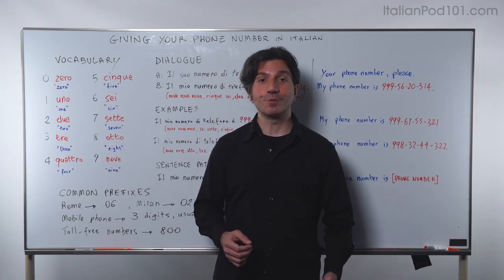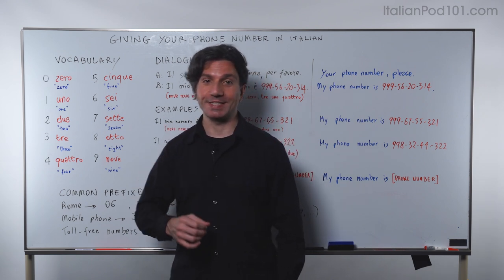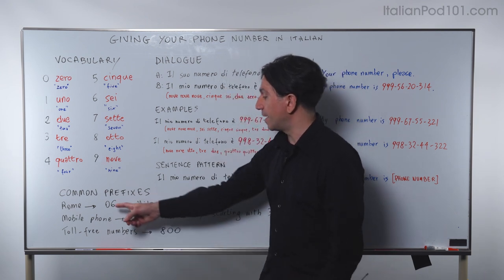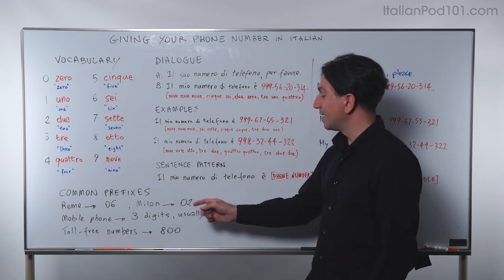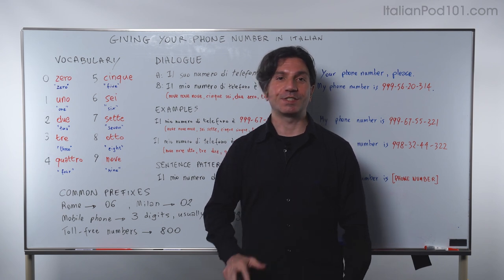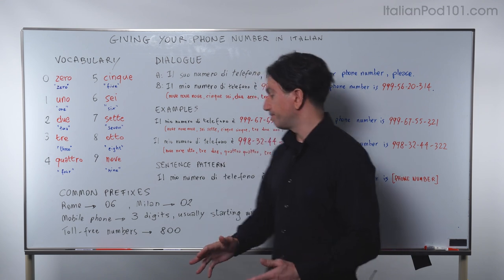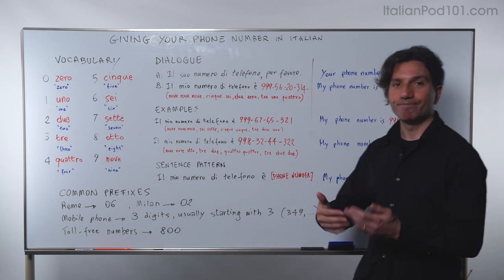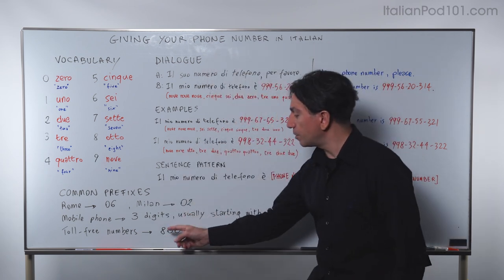It may be useful to become familiar with some of the most common Italian phone number prefixes. For example, landlines in Rome start with 06 and in Milan with 02. Mobile phones have a 3-digit prefix, usually starting with 3, such as 349. Toll-free numbers usually start with 800.